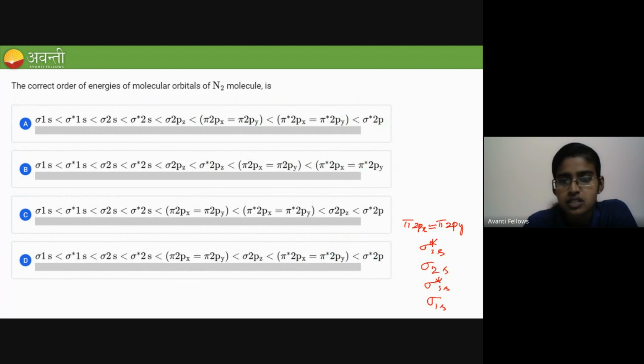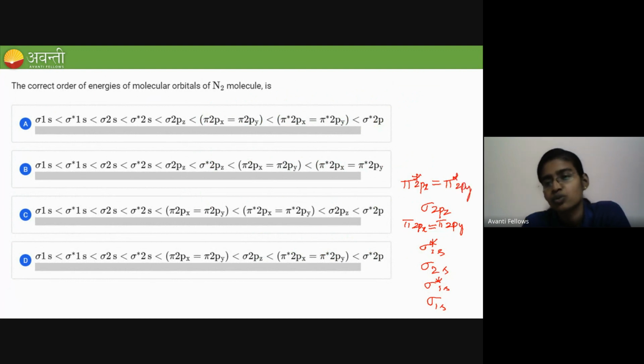Then above this we will have sigma 2pz. Then after this we will have pi star 2px, which will be equal in energy with pi star 2py. Then above these two we will have sigma star 2pz. Okay. So this is the correct increasing order of energies of molecular orbitals of N2. It is given in option D.